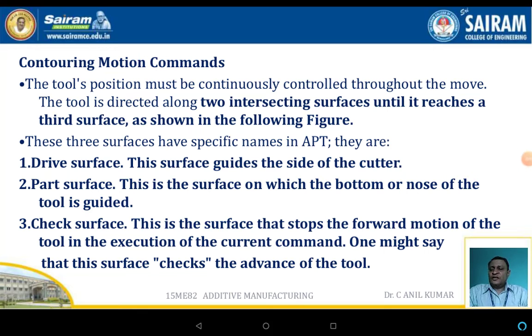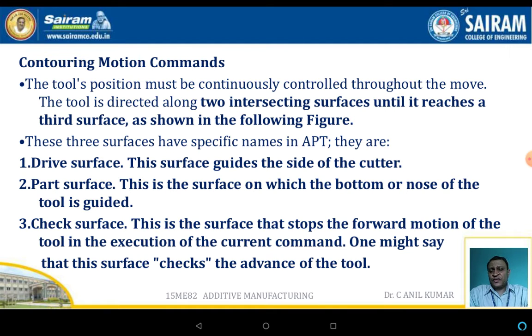Hello everyone. In this session, we will discuss the contouring motion commands. The tool positions must be continuously controlled throughout the move. The tool is directed along two intersecting surfaces until it reaches the third surface, as shown in the following figures. There are three surfaces that have specific names in the APT program: the drive surface, the part surface, and the check surface.